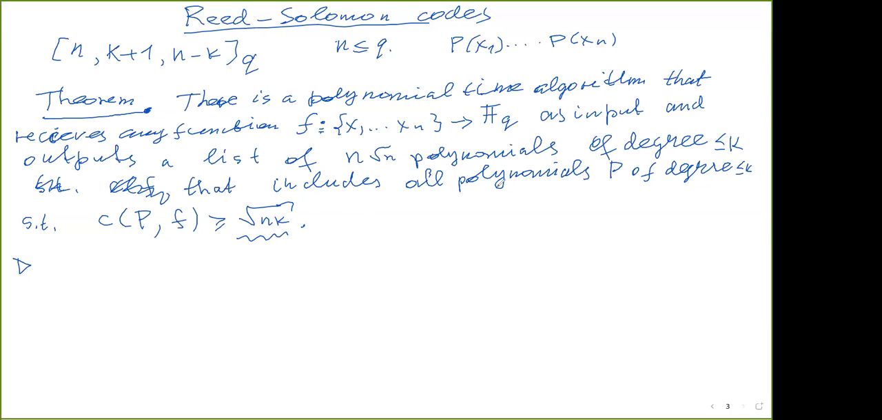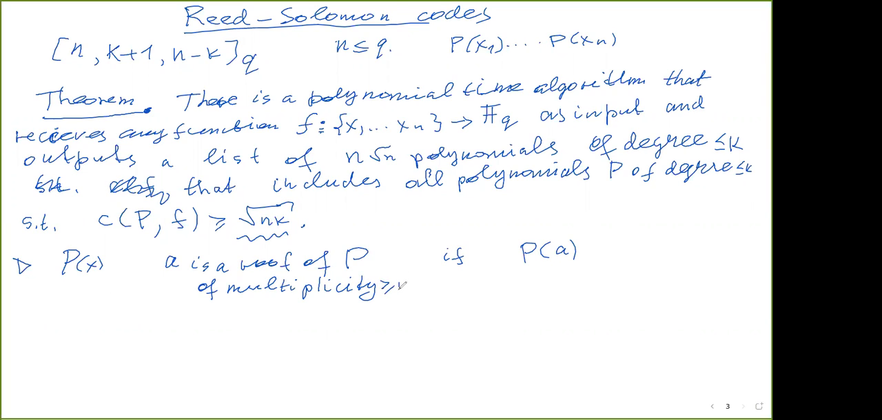First, we will need to recall some algebra. If we have a polynomial, say p, one variable polynomial, we say that a is a root of p if p of a is 0. But we will need the notion of a root of multiplicity at least, say, m. What does it mean? This means that p of x is divisible by x minus a to the power of m. And this is just the definition.